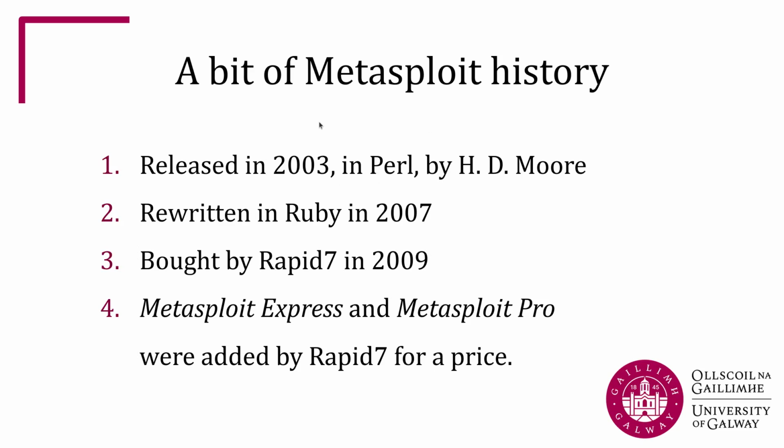It was written in Perl originally, which I don't know much about. I assume it's Perl 6, but it could be Perl 5. Then it was rewritten in Ruby. I also don't know much about Ruby, but I know it's Python-like and everything's an object. Once it was rewritten in Ruby, Rapid7 bought it, and they still own it. Metasploit Express and Metasploit Pro are the two paid ones. Rapid7 has also made Metasploitable 1, 2, and now 3.